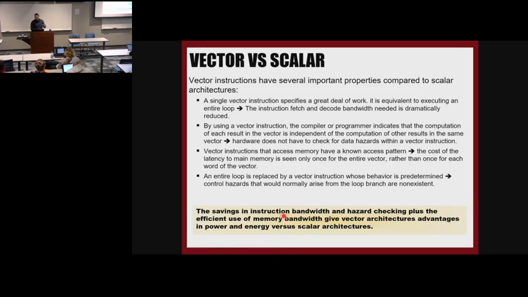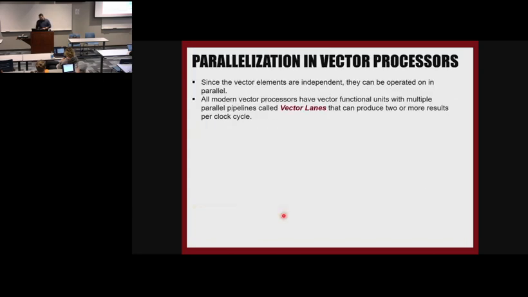Instruction bandwidth is improved. We don't need hazard detection. We have a better way of handling memory. We do some parallelization on the memory side, the data transfer side. But the simple vector processor doesn't do parallelization on the computation side. So how do we do parallelization on the computation side? It's through adding something called vector lanes.